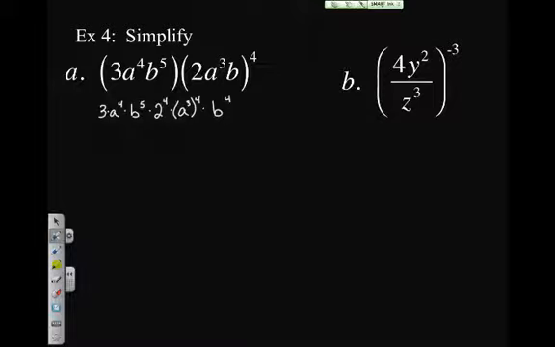So now we have to start simplifying things. I'm not going to do anything with this first one yet, but now 2 to the 4th power is 2 multiplied by itself 4 times. 2 times 2 is 4, times 2 is 8, times 2 is 16. And then a cubed to the 4th power. Remember, we multiply those exponents together. Power of a power. That gives us a to the 12th.